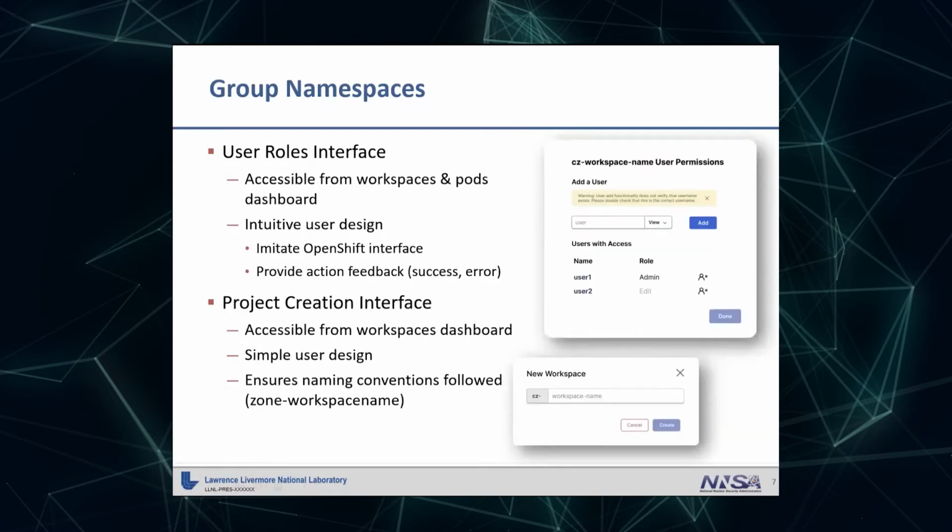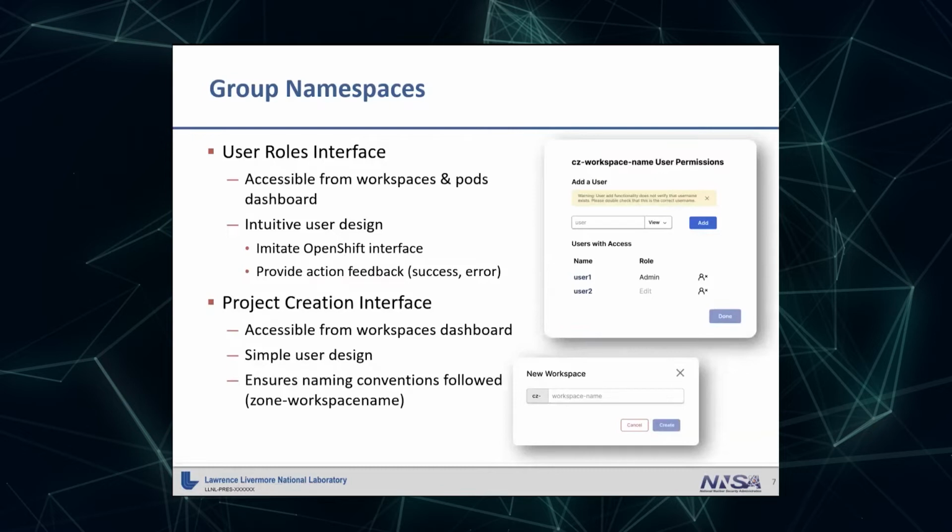So for the user roles interface, we wanted to make that accessible from two locations. The first was the dashboard with the complete list of projects a user has access to, and the second is the dashboard for that specific project.